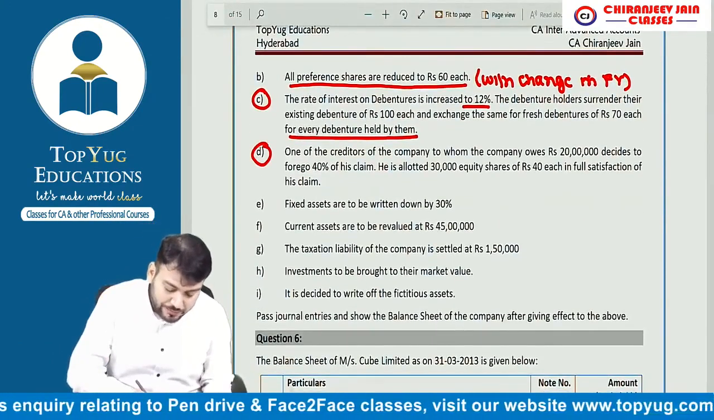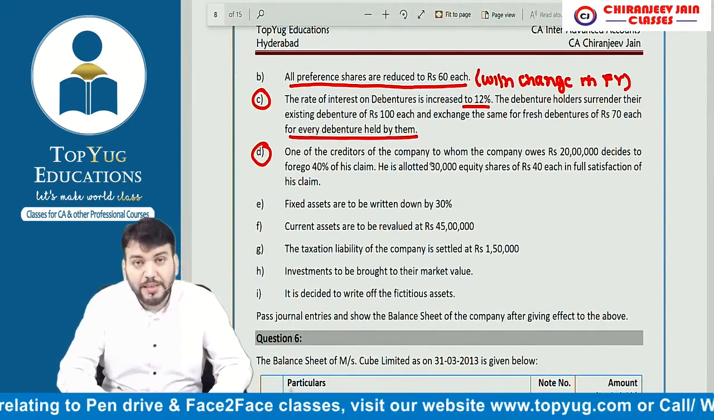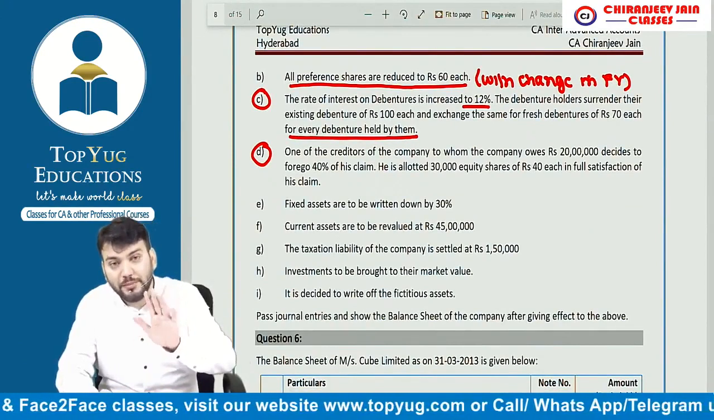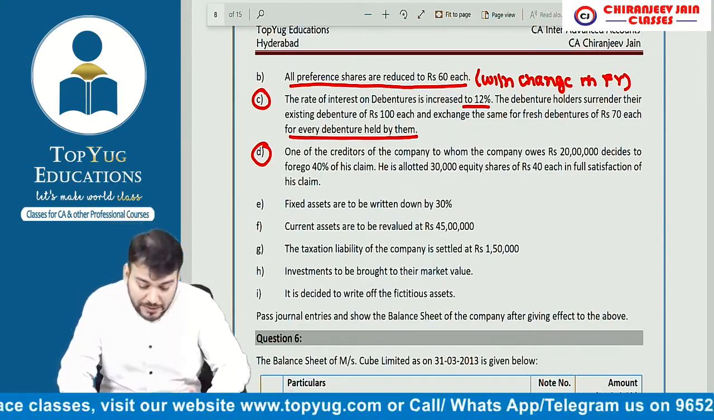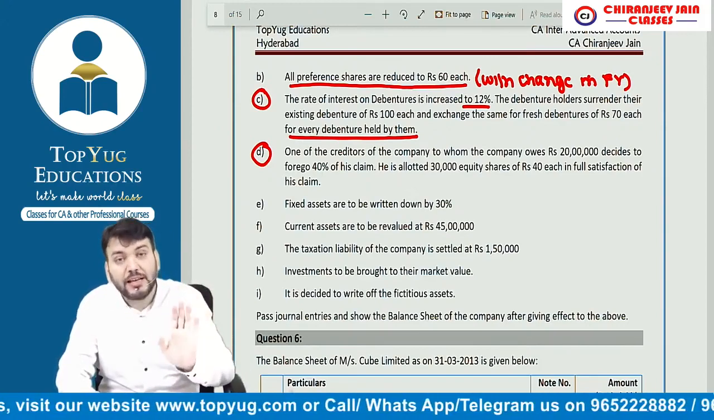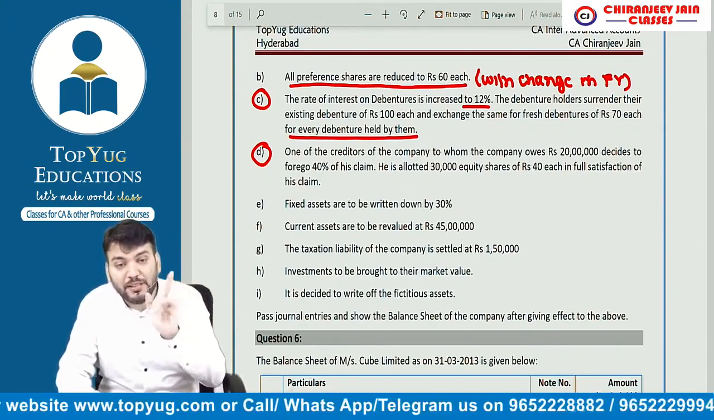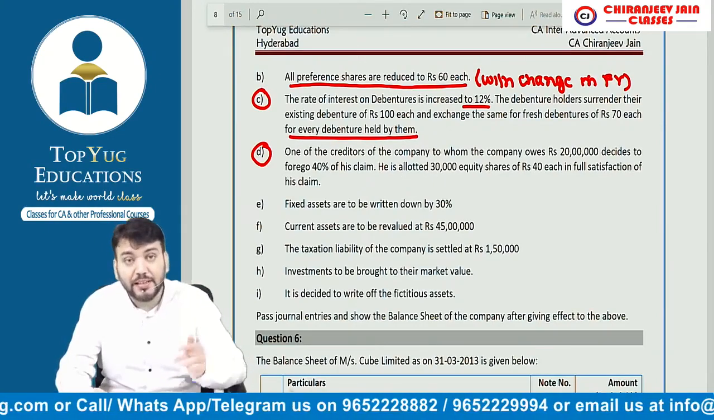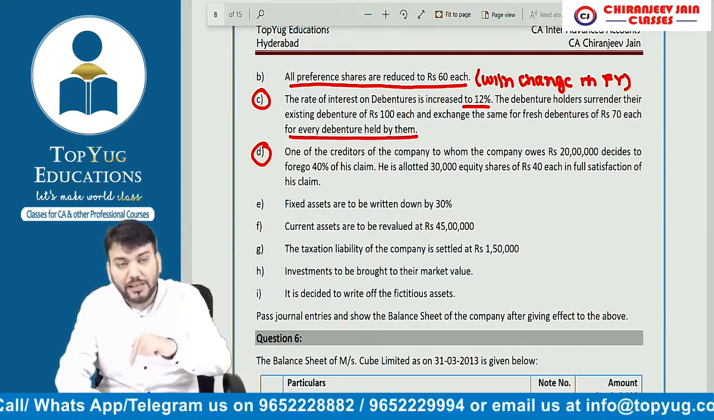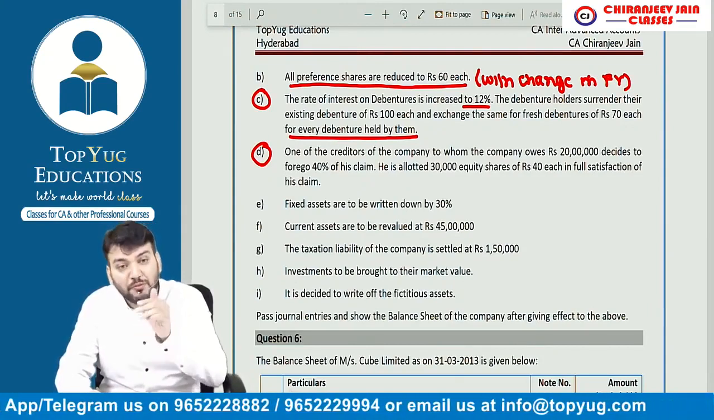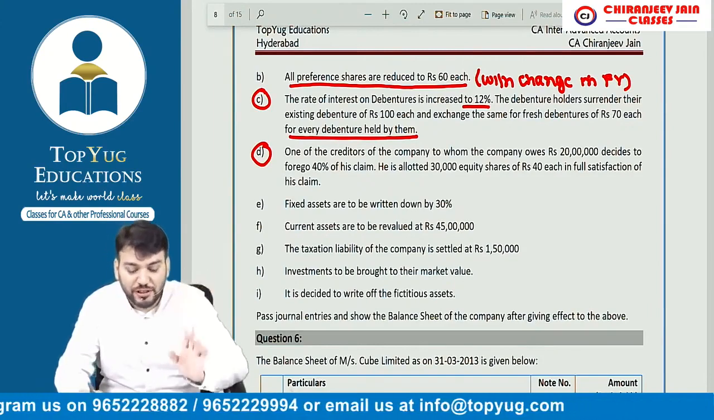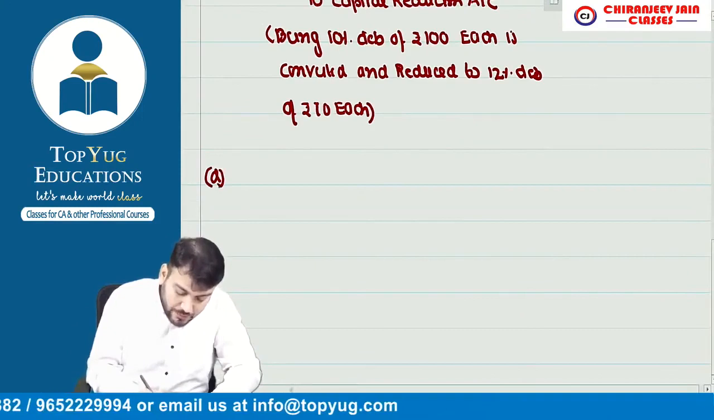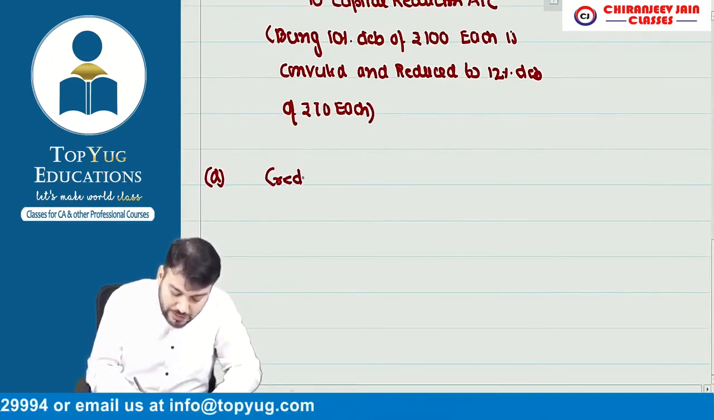Then point number D. One of the creditors of the company to whom the company owed 20 lakh, meaning the liability was 20 lakh, decided to forego 40% of their claim, meaning reduce 40%, and he is allotted 30,000 equity shares of ₹40 each in full settlement of his claim. For the balance, equity shares will be given. Simple. Write down point number D. So what journal entry? Creditor account debit.